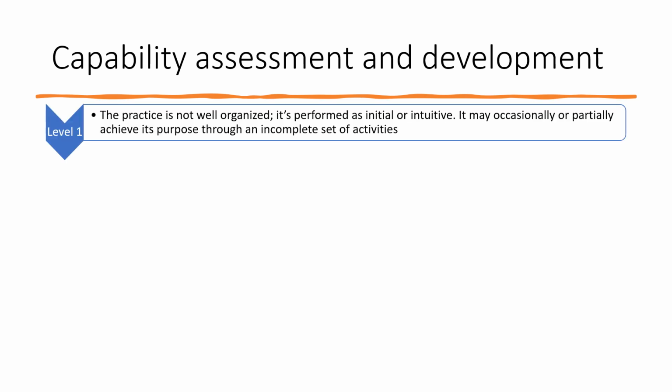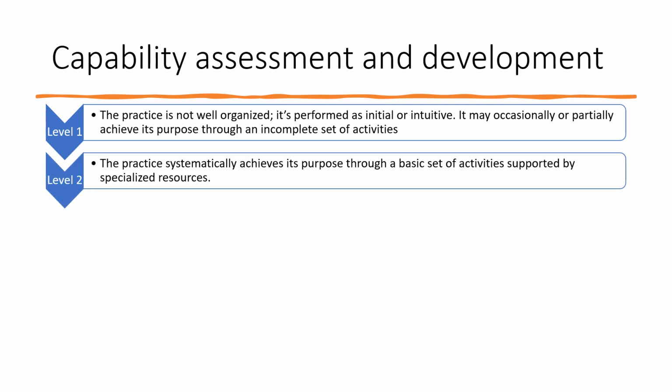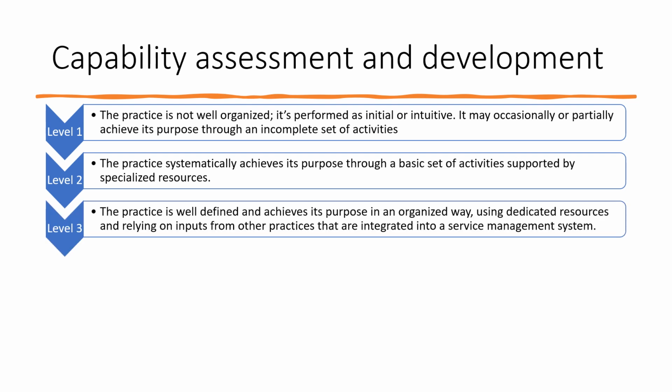Level 1. The practice is not well organized. It is performed as initial or intuitive. It may occasionally or partially achieve its purpose through an incomplete set of activities. Level 2. The practice systematically achieves its purpose through a basic set of activities supported by specialized resources. Level 3. The practice is well defined and achieves its purpose in an organized way, using dedicated resources and relying on inputs from other practices that are integrated towards a service management system.